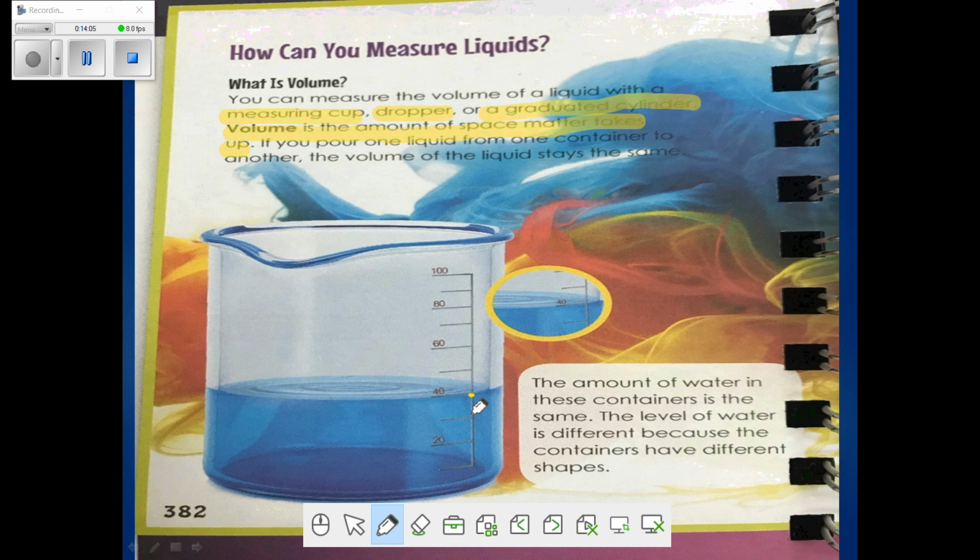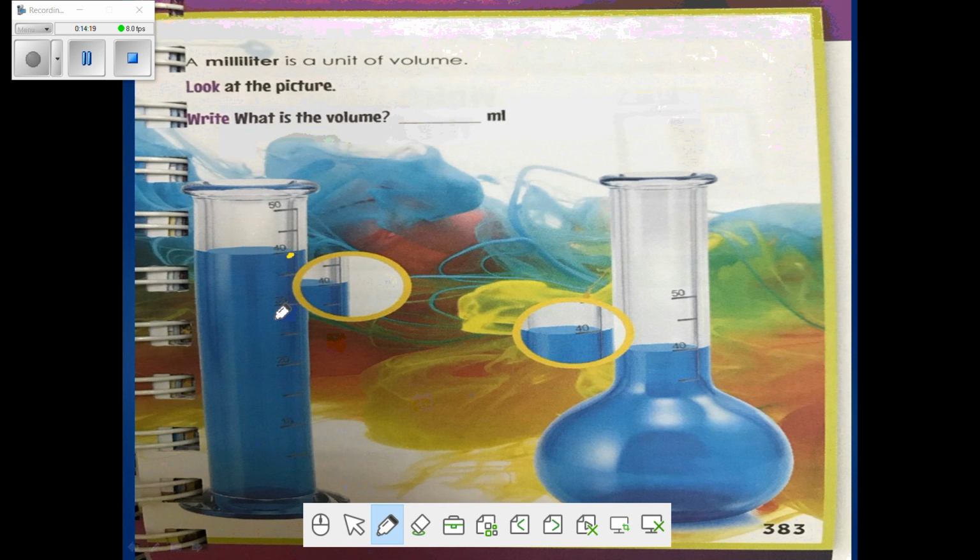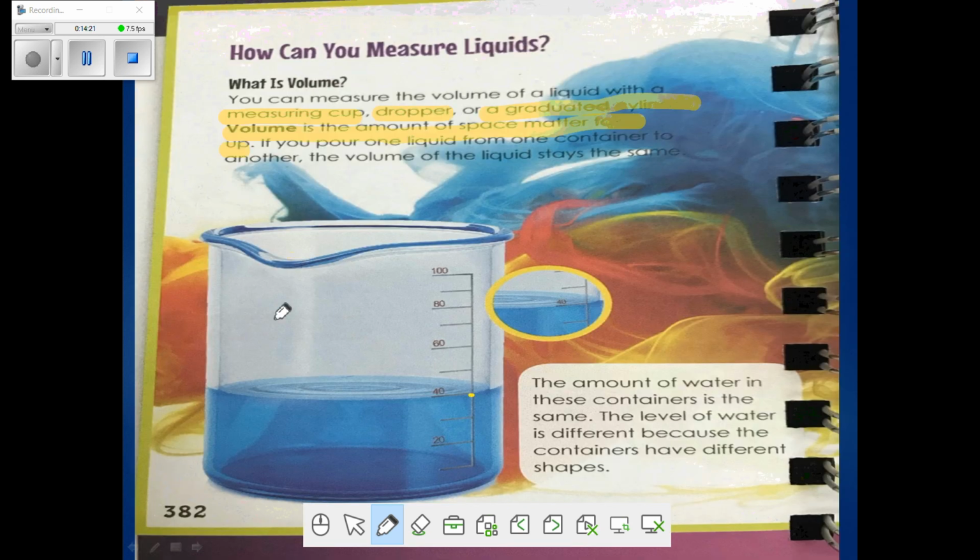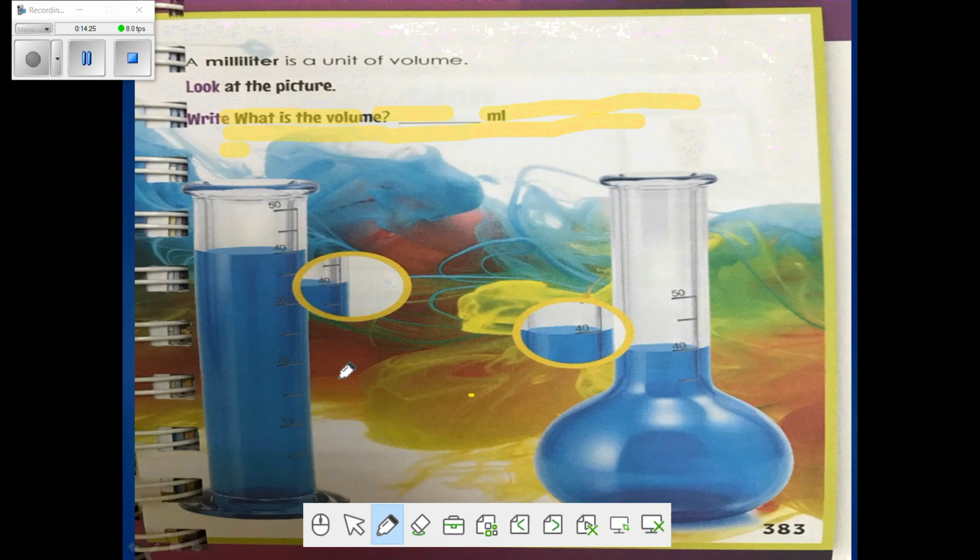What happens to a liquid's shape if you pour it from one container to another? What will happen? The water will take the shape of the new container. Look here, the water takes the shape of the measuring cup, the water takes the shape of the graduated cylinder, and here it takes the shape of the third container.